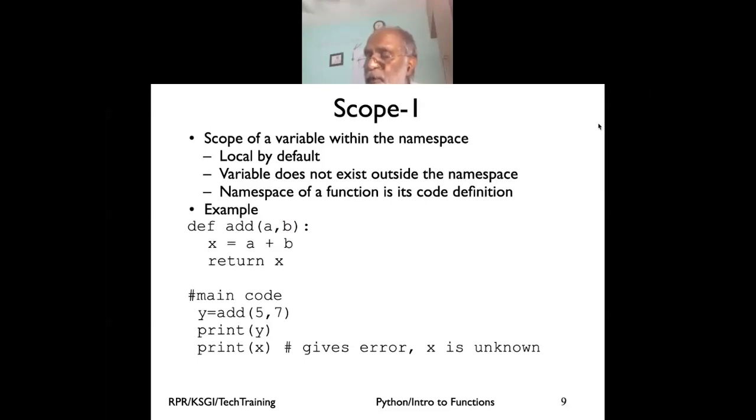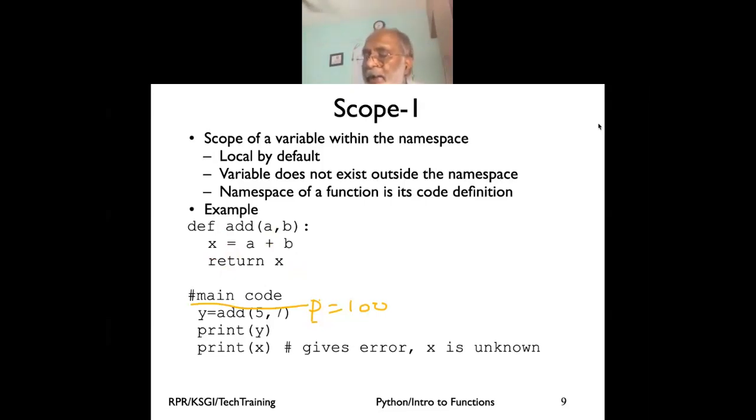But if this is my main code, and in the main code I write, let's say, P is equal to 100, this variable P is available inside my entire code, and I can use it. So P's scope is the entire file where I'm defining it, but the scope of variables A and B is only inside the function. That is what scope means.